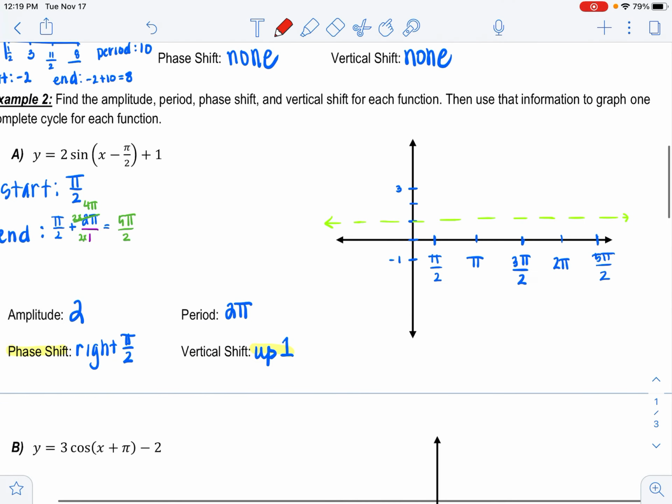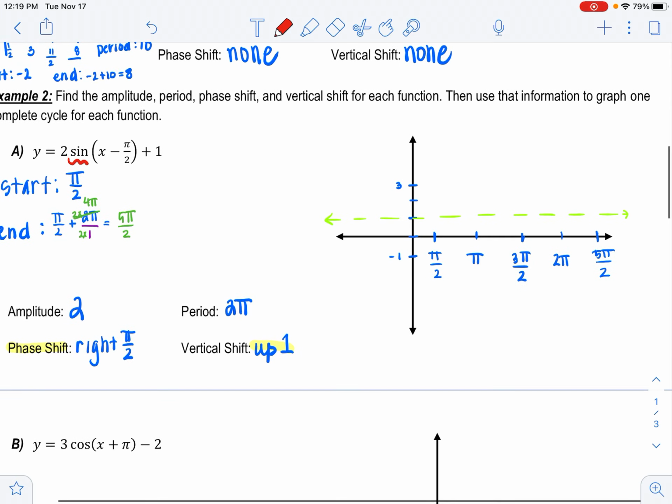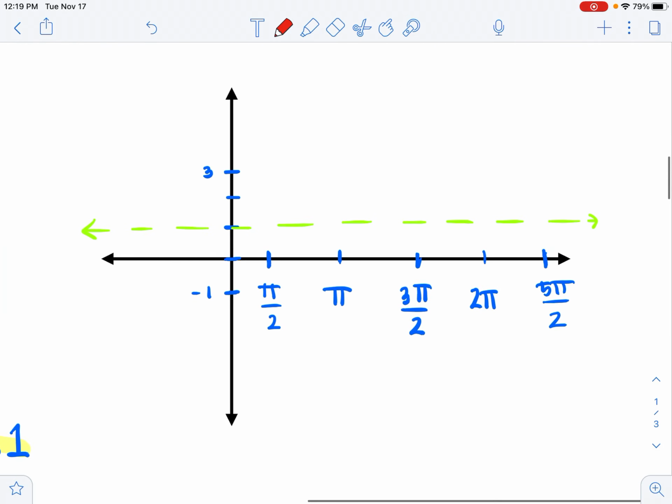All right, now I'm ready to graph my function. So I didn't even look to see what it is. It's sine. Okay, so sine, remember, is on, above, on, below, on. So I'm going to go to my first tick mark, which is pi over 2, and I'm going to go on the midline. At my next tick mark, which is pi, I'm going to go the highest my graph goes, above.